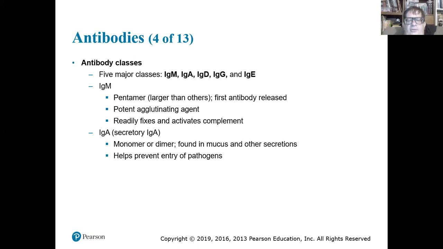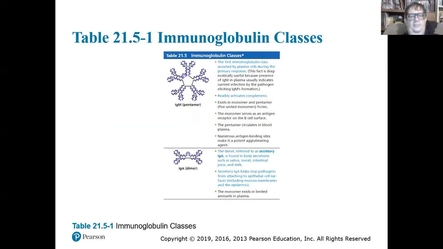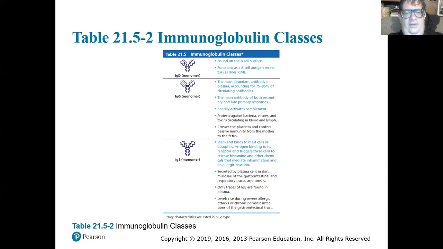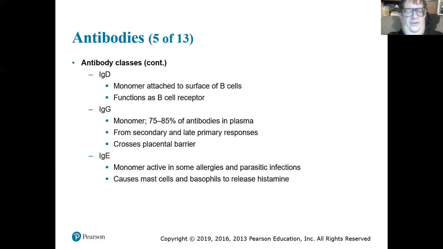IgA, monomer or dimer. This is released in mucus and other secretions, saliva probably. This helps prevent things from getting in the first place, stops them from entering. All right, so here we have pictures. The IgM is massive, and it's got 5 of these antibodies attached to each other floating around. The IgA is a dimer, it's got 2. Now D, G, and E, if we look right here, these are smaller. These we have single ones, so they're monomers, mono for 1.